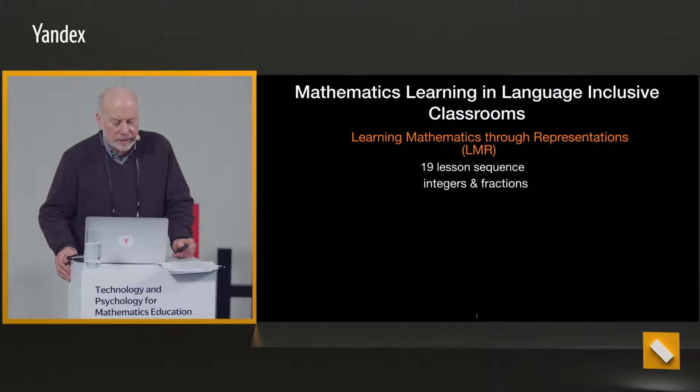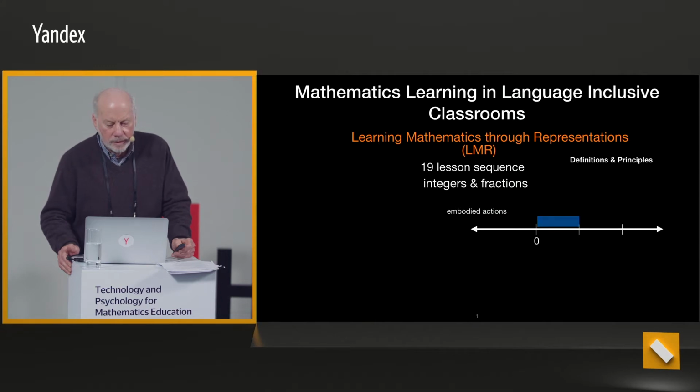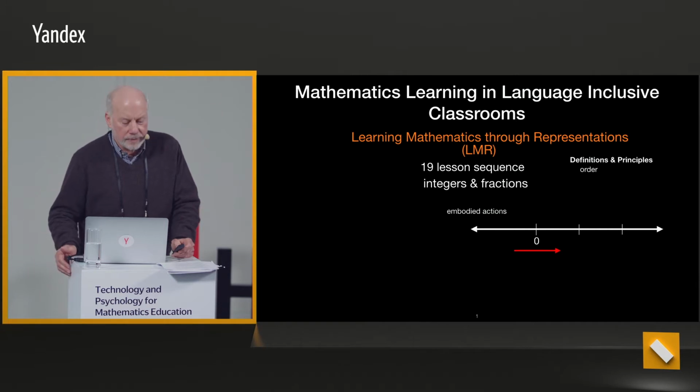The LMR curriculum is a 19-lesson series on integers and fractions that makes use of the number line as a central representational context. Coordinated with the use of the number line are a host of representations. These include reversible embodied actions that support meaning making on the line for kids. Mathematical definitions introduced in the lessons are coordinated with linear and written and other kinds of representations.